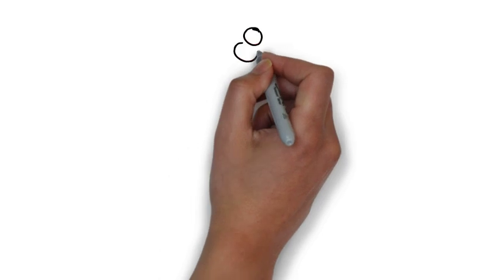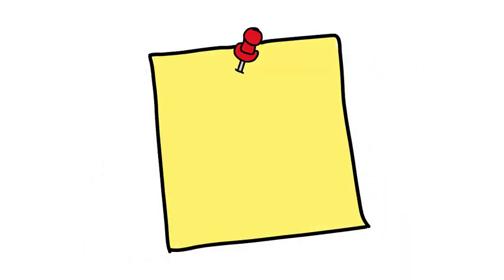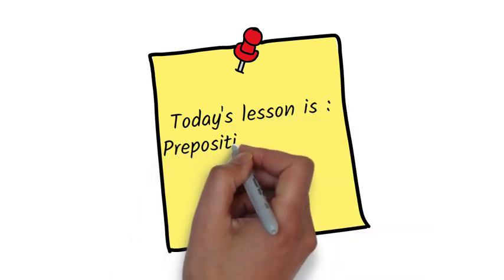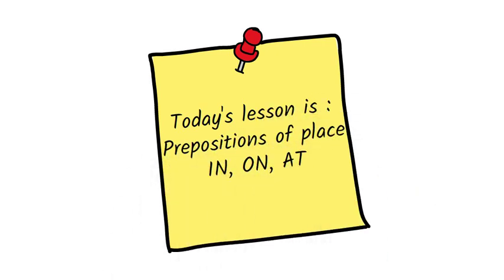So today's lesson is about prepositions of place، يعني ظروف المكان باللغة الإنجليزية. In, on, at.